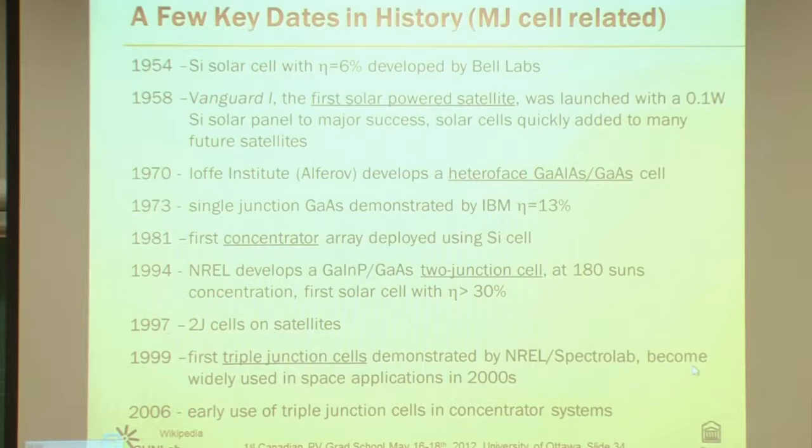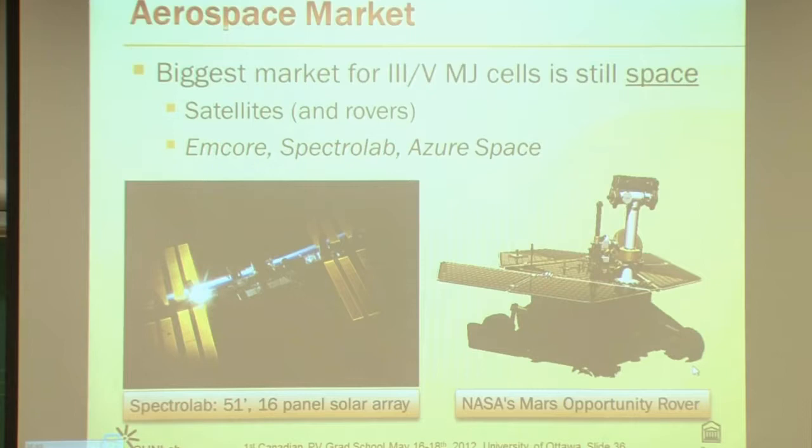Well, first, looking quickly at aerospace, it's actually still the biggest market by far for 3-5 multi-junction cells, mostly for satellites. We'll go on rovers too, not that there's as many of them. And companies like Emcore, Spectrolab, Aerospace, they make their money on selling 3-5s for space.